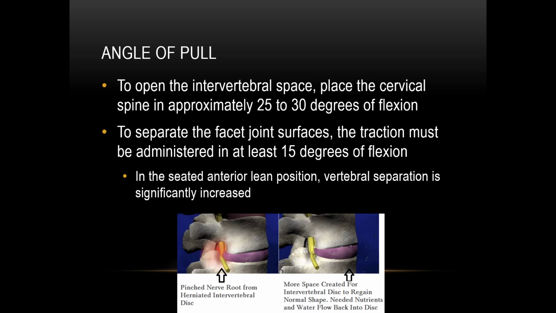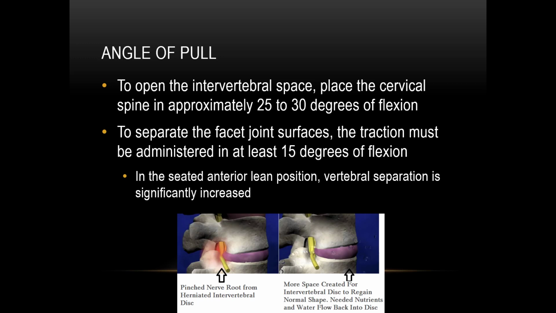The angle of pull. The angle of the applied traction is described relative to the long axis of the vertebral column and must be appropriate for the pathology being treated. Traction angles are often described as neutral in the transverse plane, flexion or extension in the frontal plane, or unilateral in a sagittal plane. In the cervical spine, the inferior facet joints are angled anteriorly. In the lumbar spine, they are angled posteriorly.